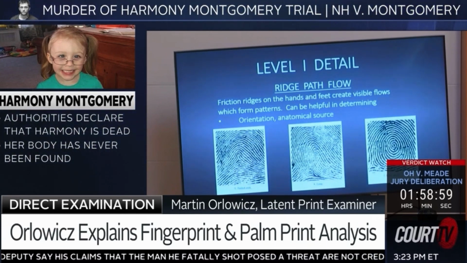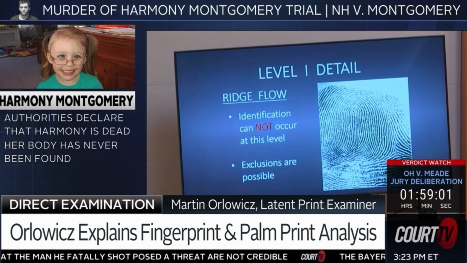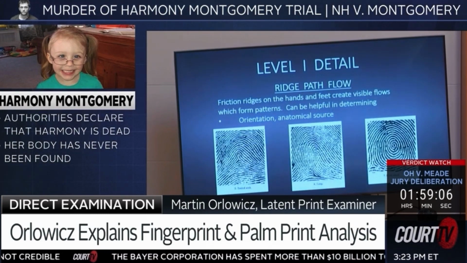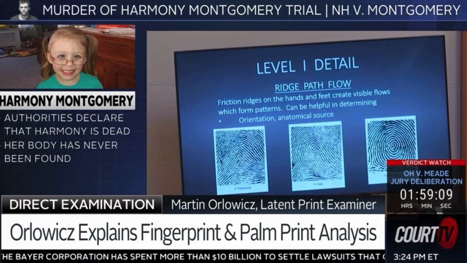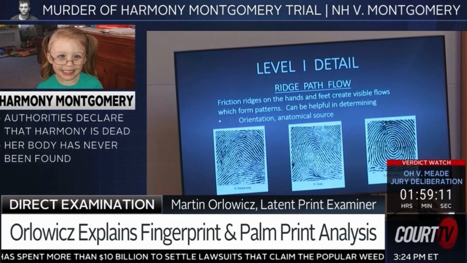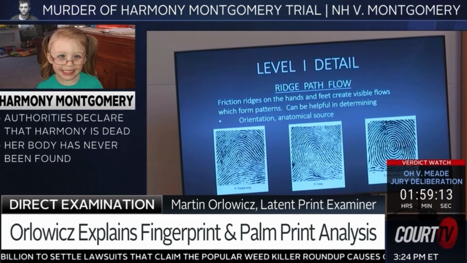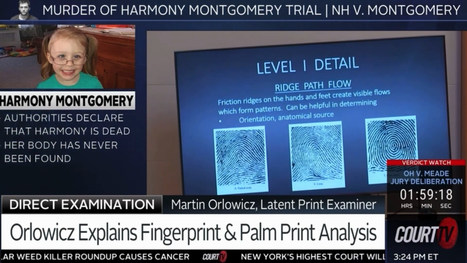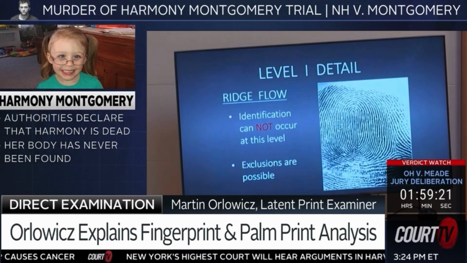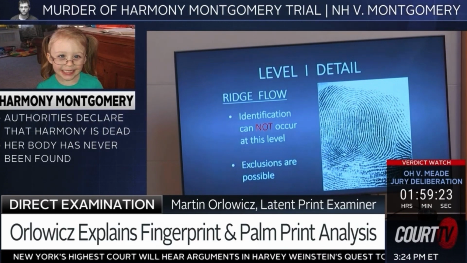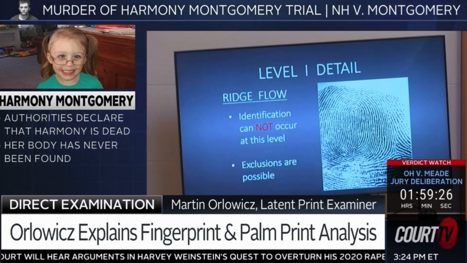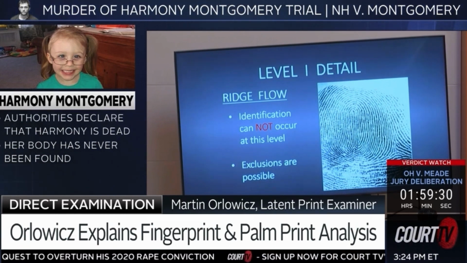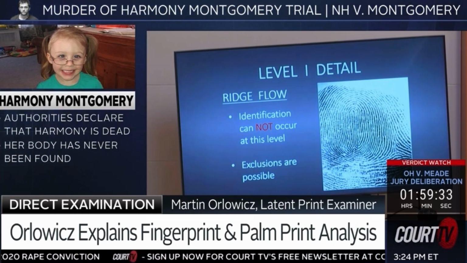In fingerprints specifically, there are 3 pattern types that are typical to see. There is an arch pattern type, a loop pattern type, and a whorl pattern type. Those are helpful in determining anatomical source and orientation. If I can see a pattern type, I can determine this likely came from a distal phalange portion of the finger, and I can usually determine which orientation is up on that latent impression.